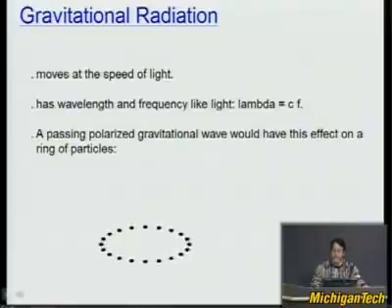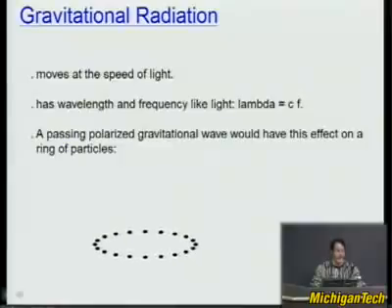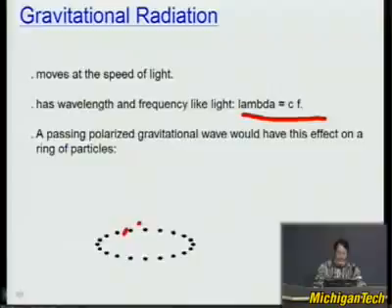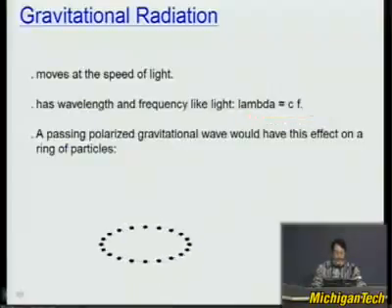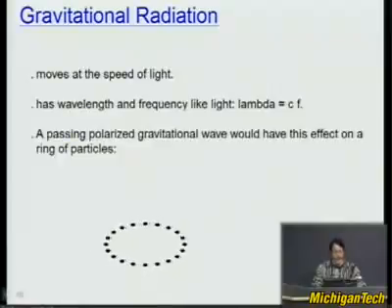So if gravitational radiation is a lot like regular radiation, it moves at the speed of light. So it has wavelength and frequency like light. Lambda is equal to speed of light, c, times frequency, f. Now, a passing polarized gravitational wave would have this effect on a ring of particles. So you have these particles all around in a circle, and the wave passes, and it causes a flattening back and forth. So again, it's slightly different.